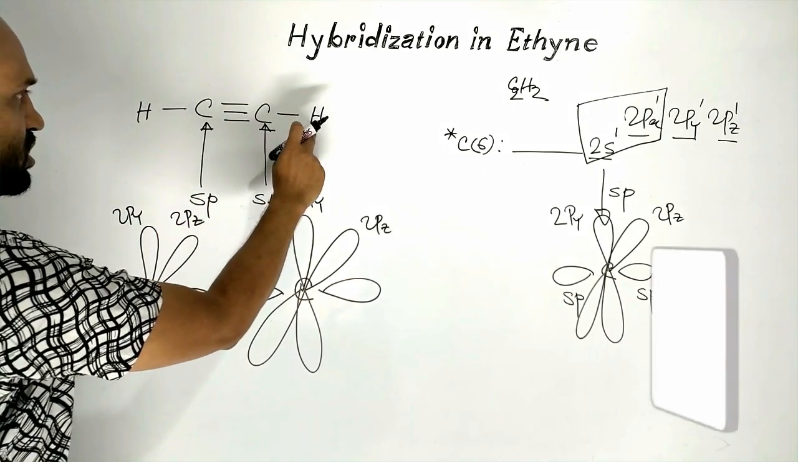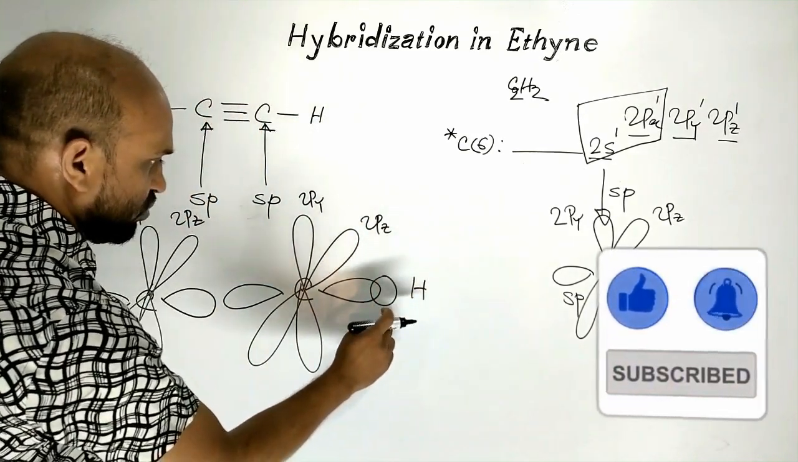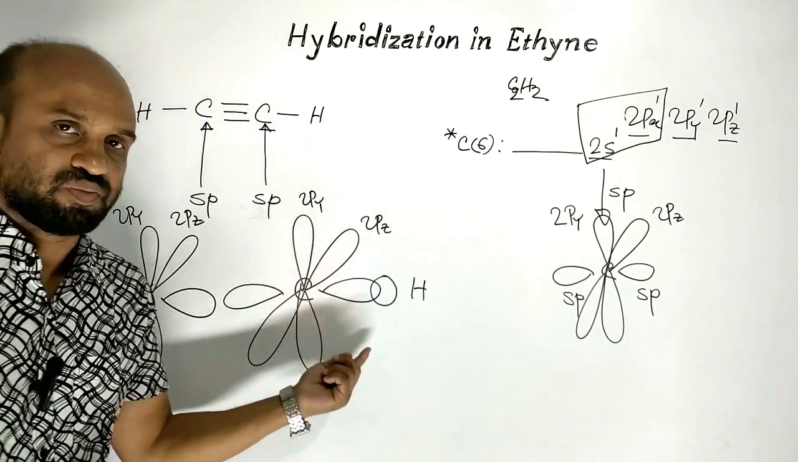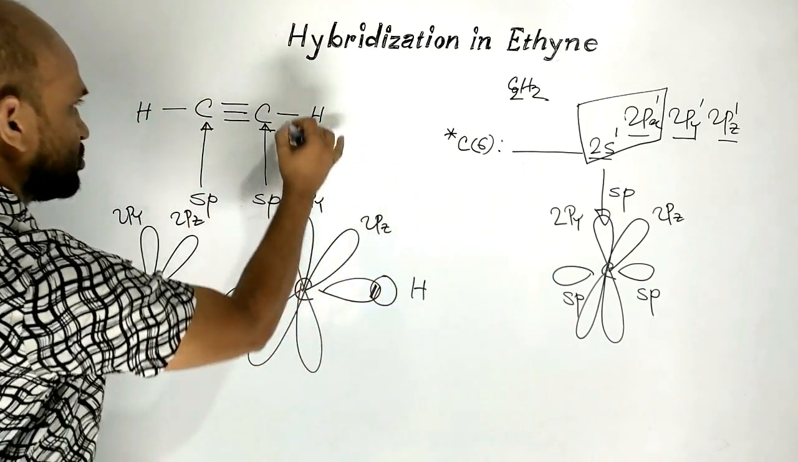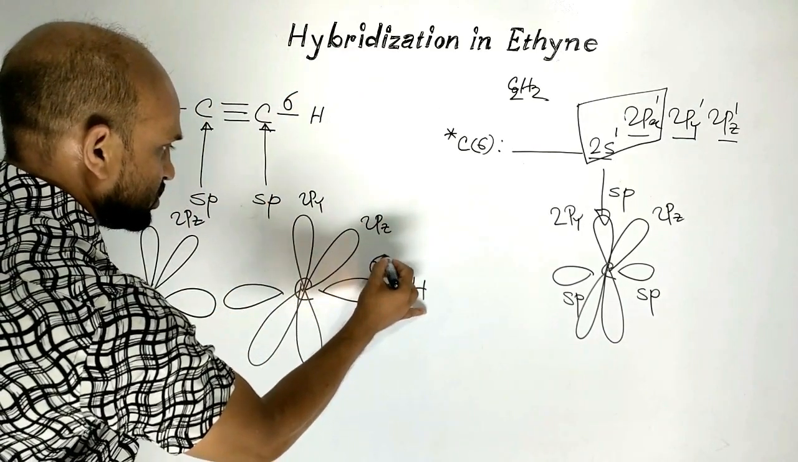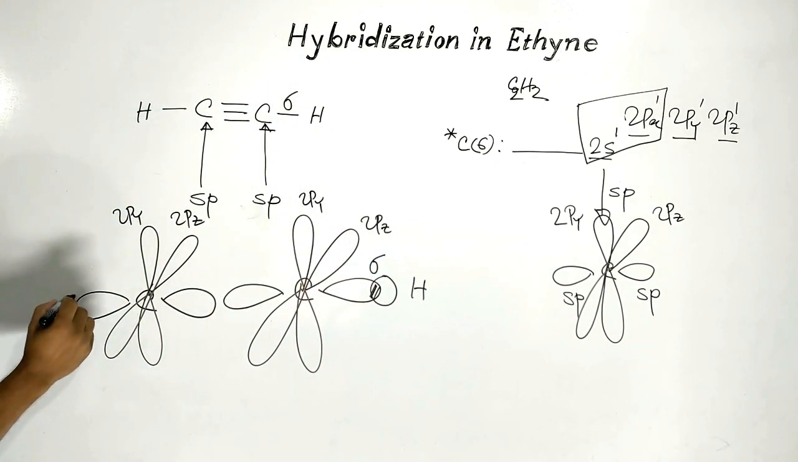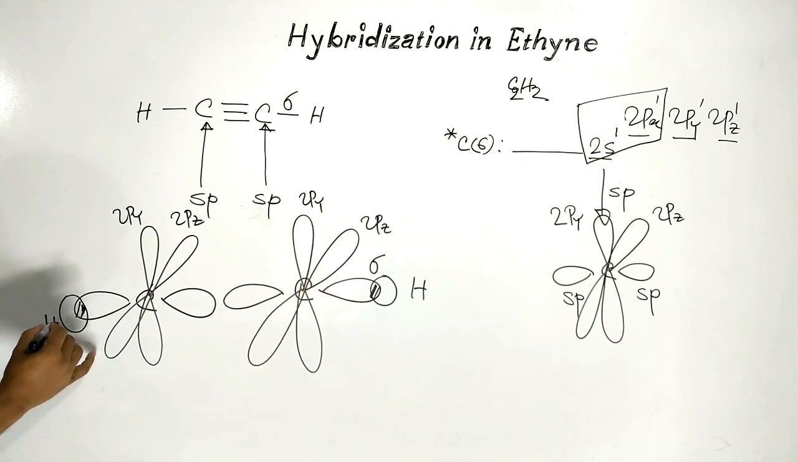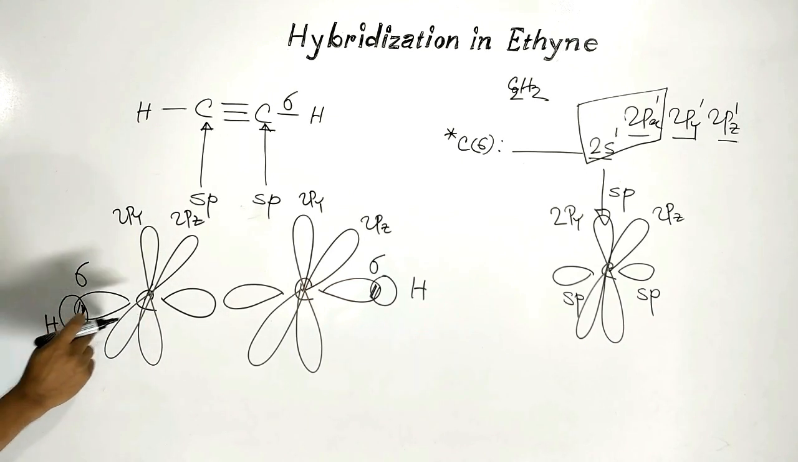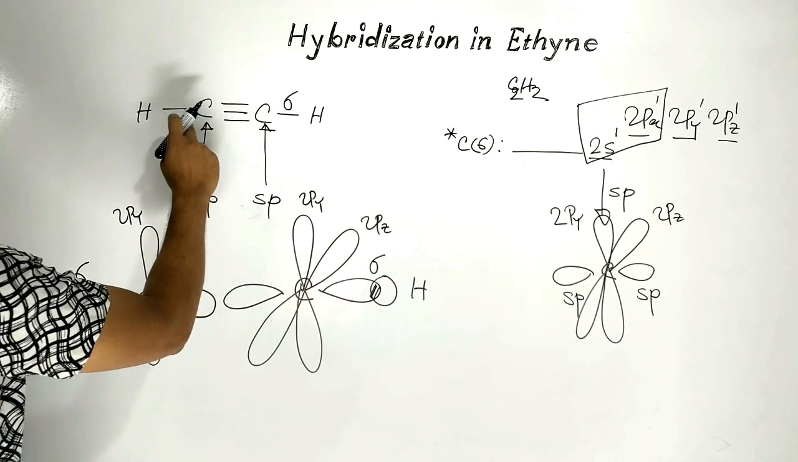With this carbon, one hydrogen atom. The s orbital of hydrogen overlaps the sp orbital of this carbon, and as a result, a carbon-hydrogen sigma bond is formed. With this carbon, one hydrogen atom. The s orbital of hydrogen overlaps the sp hybrid orbital of this carbon. As a result, here another carbon-hydrogen sigma bond is formed.